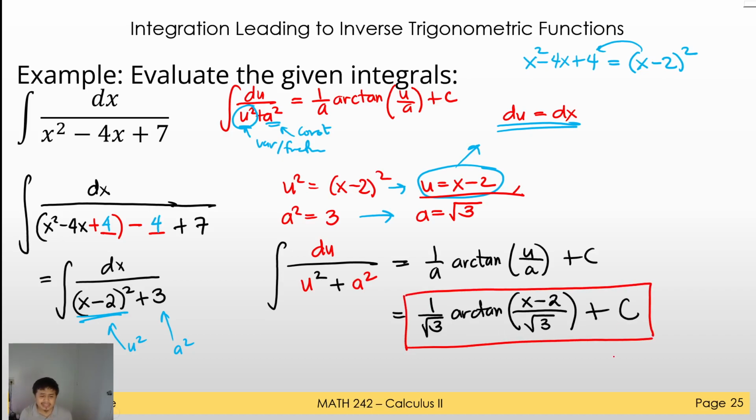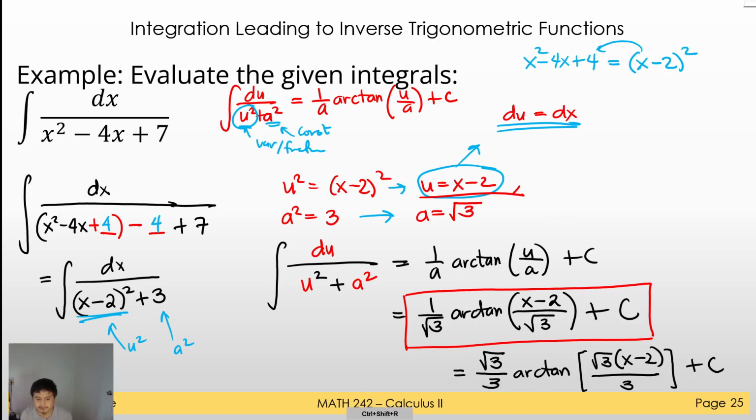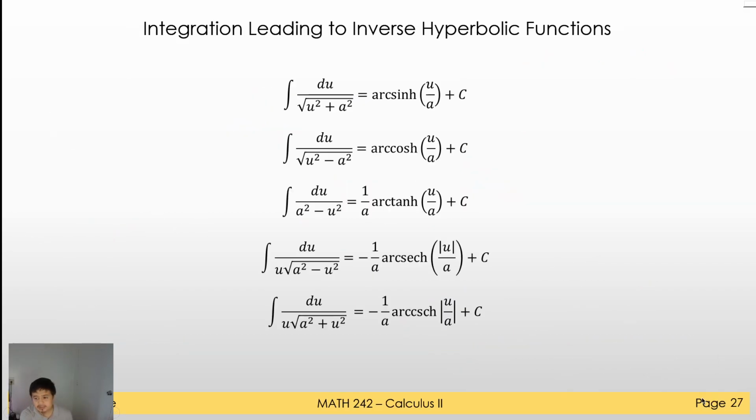Or rationalizing this, we can rationalize by multiplying square root of 3 over 3 here, and also for this one. So we can also write the answer as square root of 3 over 3 arctangent of the square root of 3 times x minus 2 over 3, plus c. So this is also the simplified answer if we want to rationalize the functions. And then I think this is the last one.